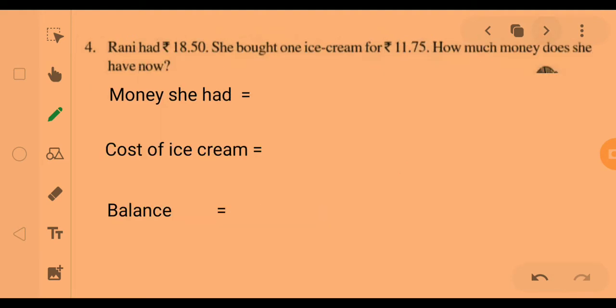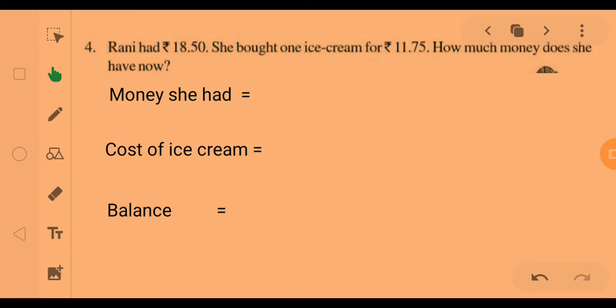Let's go to the next word problem. Rani had 18 rupees 50 paise. She bought one ice cream for 11 rupees 75 paise. How much money does she have now? Rani had 18 rupees 50 paise, from which she spent 11 rupees 75 paise for buying an ice cream. So what should be the balance? We have to subtract the money given for the ice cream from the total amount she had, so that we get the balance amount Rani has.